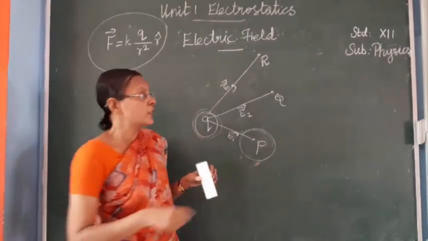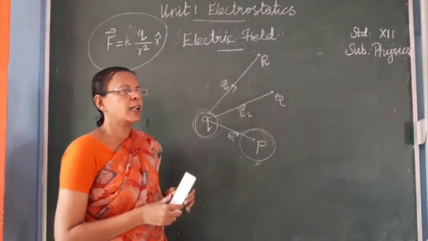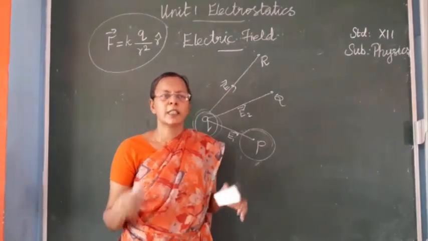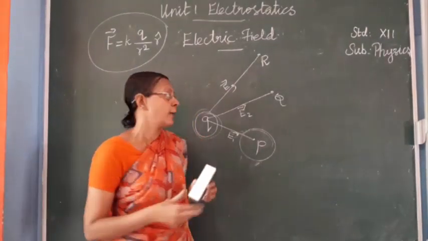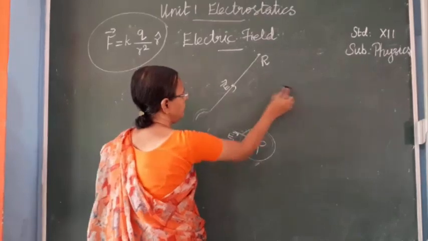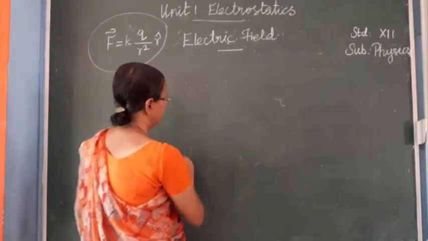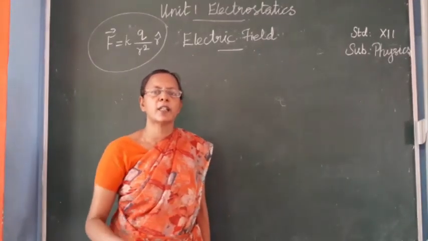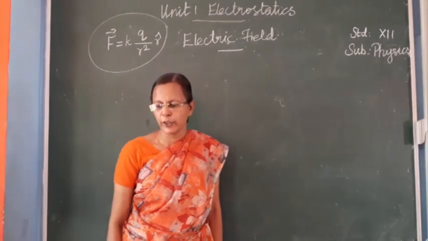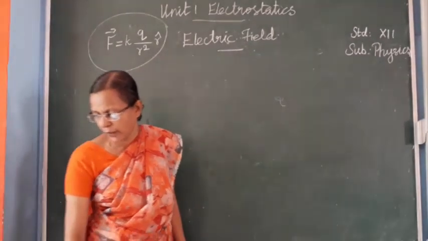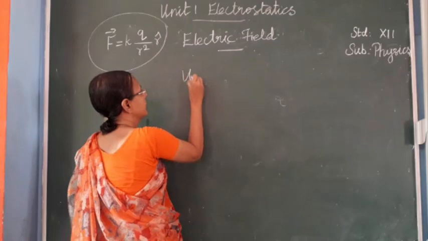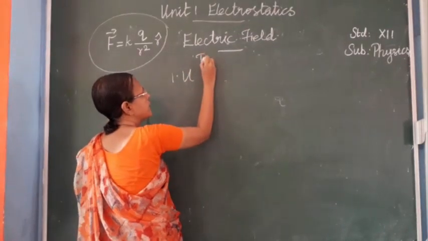The next aspect is that there are different types of electric fields. What are the different types of electric fields? There are two kinds: uniform electric field and non-uniform electric field. First type.